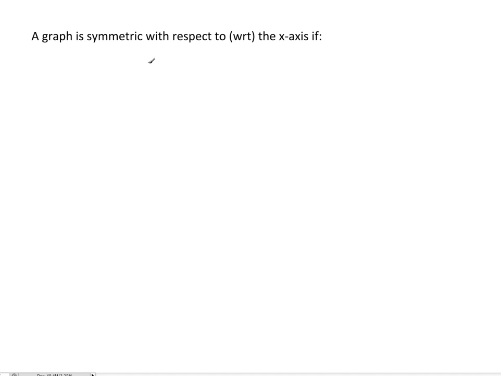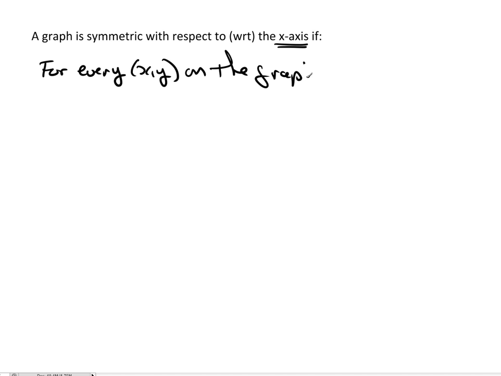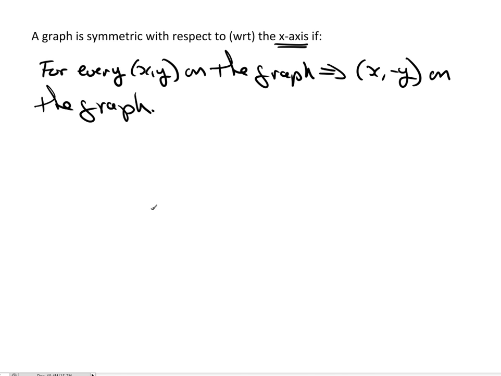Now we say a graph is symmetric with respect to the x-axis if for every (x, y) on the graph, then we have (x, negative y) on the graph. Well, again, if we draw a quick picture, that will make a lot of sense, I think.